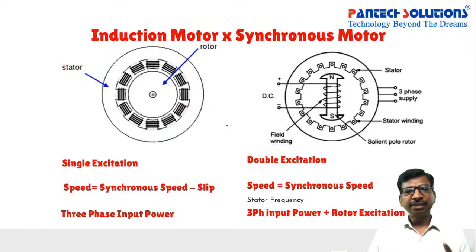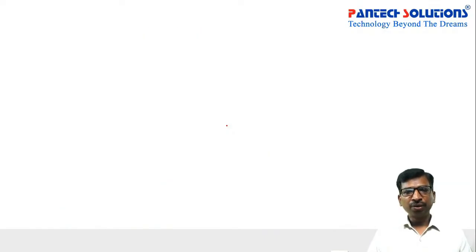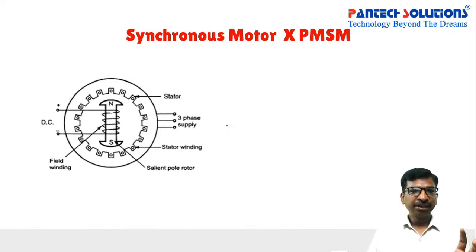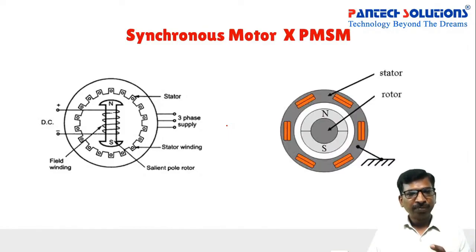So like this we can understand what is a single excitation, then what is a double excitation, right? So now we know the synchronous motor. From this synchronous motor, how has the PMSM been derived? See, let us take a synchronous motor with a stator and a rotor. Similarly, PMSM also has a stator and a rotor.